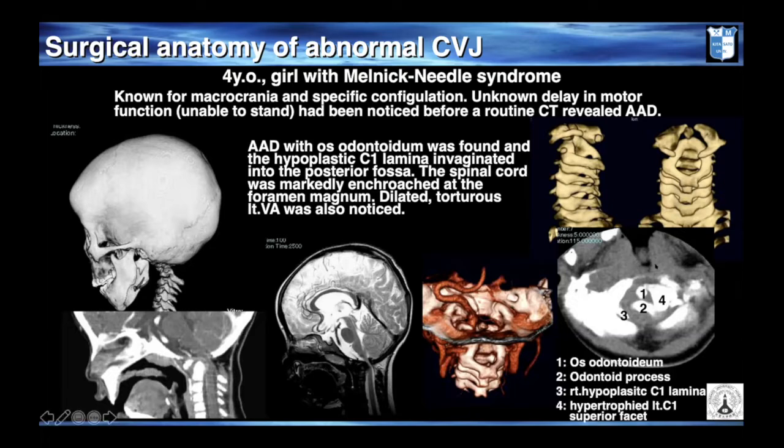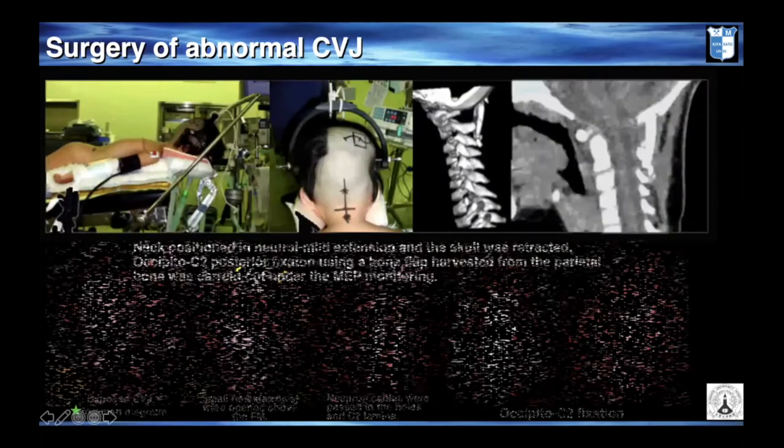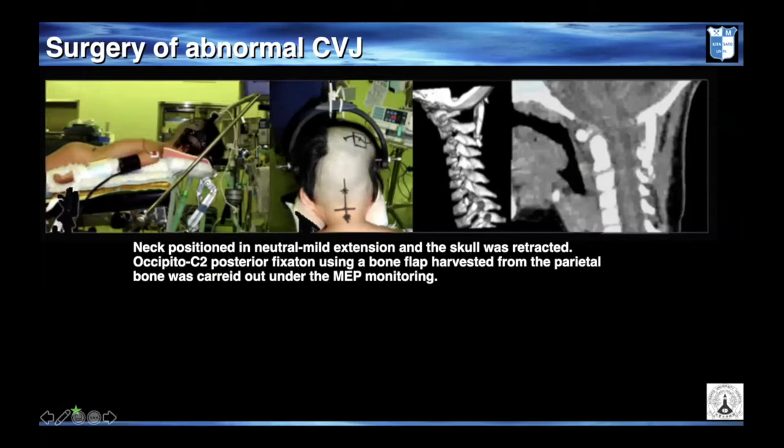And this number one is here, the os odontoideum. And number two is the odontoid process. And this small fragment is the right hypoplastic C1, this one. And this one is a hypertrophied superior facet of the left C1. So in this case, in the same way, I placed the patient in a halo and retracted with the neck moderately extended in the reduced position, and harvested the bone flap from the head, from here, and fixed.